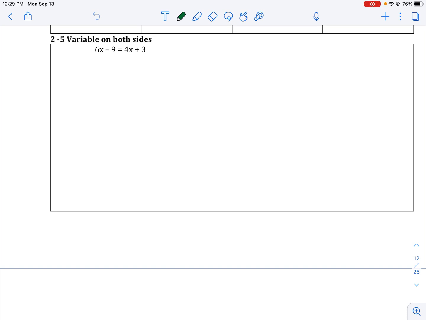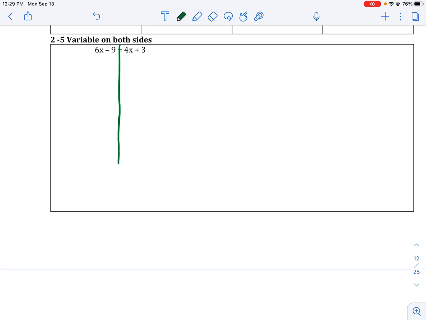So in this section, we are going to solve equations with a variable on both sides of the equal sign. So I draw my line. Now the goal is to get all our variables to one side. So that means we need to get rid of all of our variables on one side.